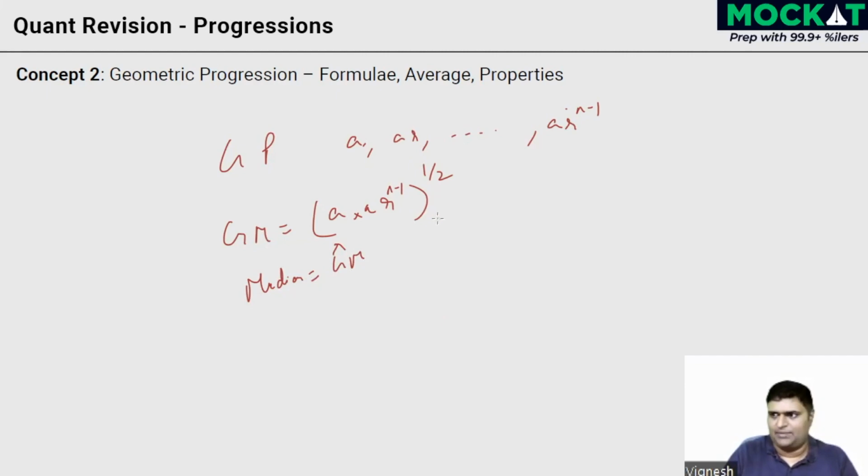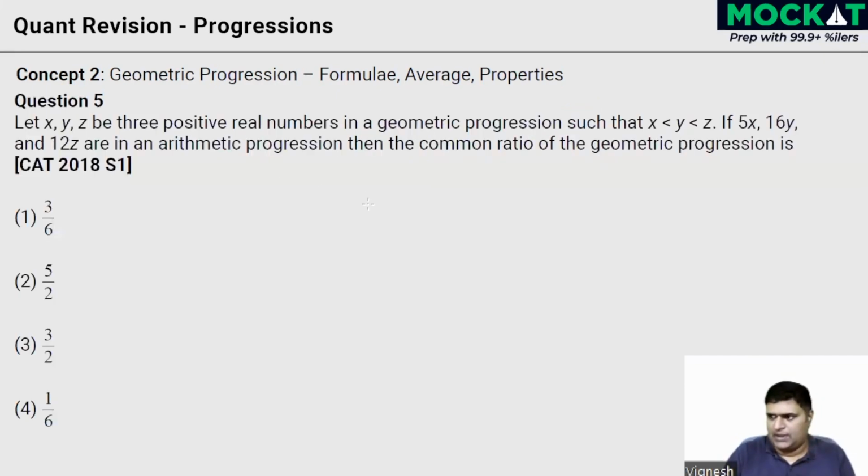So let's look at an example now. Let's work with question 5 from a CAT 2018 paper. Let x, y, z be 3 positive real numbers in geometric progression such that x is less than y is less than z. Okay, GP. So I can take a, AR, and AR square. X is less than y is less than z. So therefore, R is going to be greater than 1. It is an increasing GP.